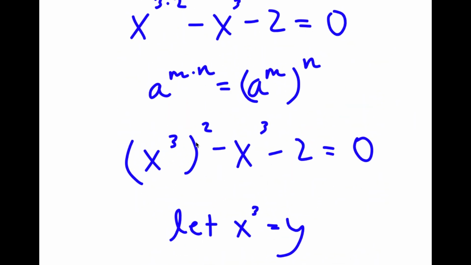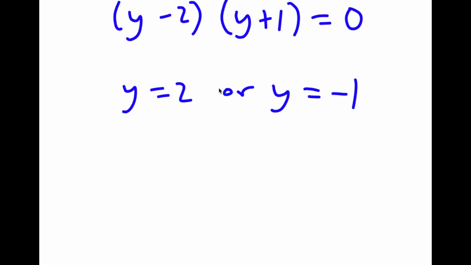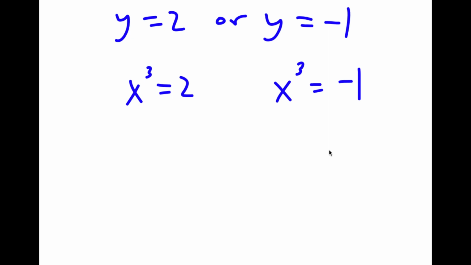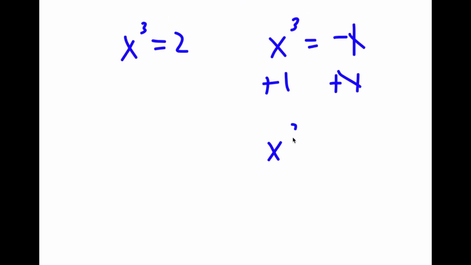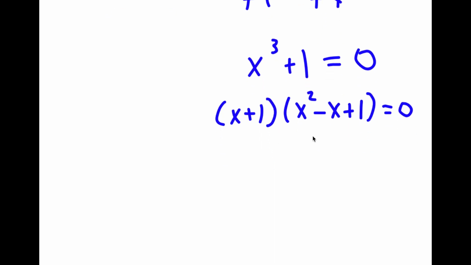Now remember how we set x to the power of 3 equal to y. So now I have x to the power of 3 is equal to 2, and I have x to the power of 3 is equal to negative 1. So first off, for x to the power of 3 is equal to negative 1, I'm actually going to start by adding 1 on both sides. So I have x to the power of 3 plus 1 is equal to 0. Now this is the same thing as x plus 1 times x squared minus x plus 1 is equal to 0. And this gives me two equations.